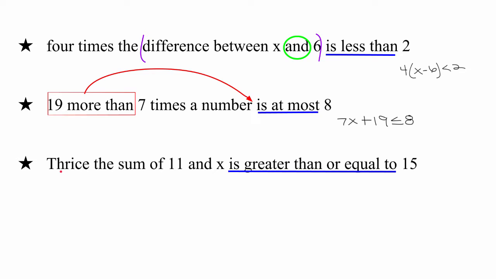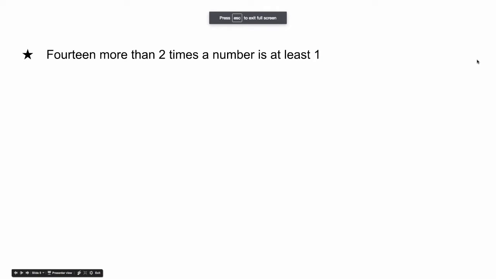So now starting over again, we have thrice the sum. I see sum. I'm going to go right to the word "and." That's going to be my plus sign since sum means add. Sum is there. I need to bring in my parentheses, and then I'll see if I need them at the end. So our translation would be, right over here, 3 times or thrice the sum of 11 and x is greater than or equal to 15. All right, this is the last example.